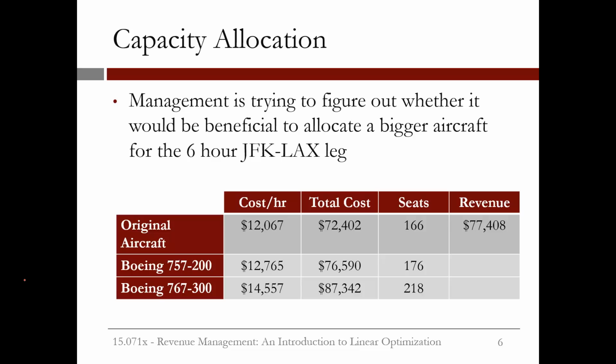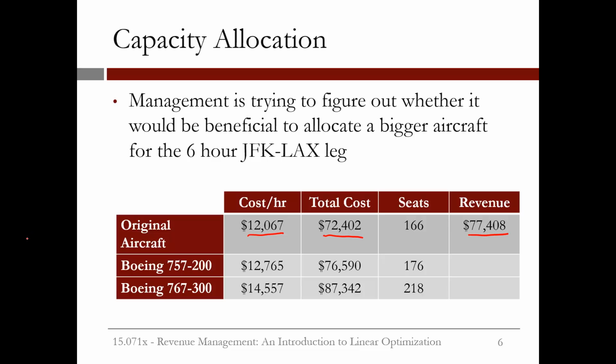Another sensitivity analysis question in our problem is whether or not it would be beneficial to allocate a bigger aircraft for this flight. This would change the capacity constraint, which currently limits the capacity to 166. With our current aircraft, the management knows that the cost per hour is $12,067. So the total cost of the 6-hour flight is $72,402. With the 166 seats filled, we get a revenue of $77,408 from our optimal solution.